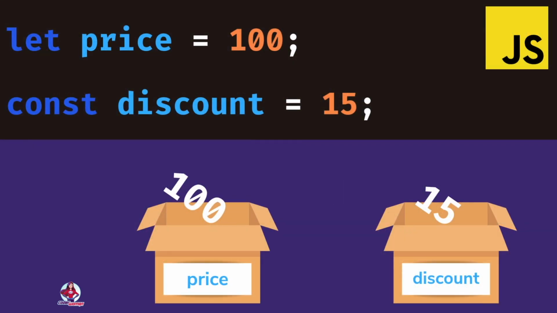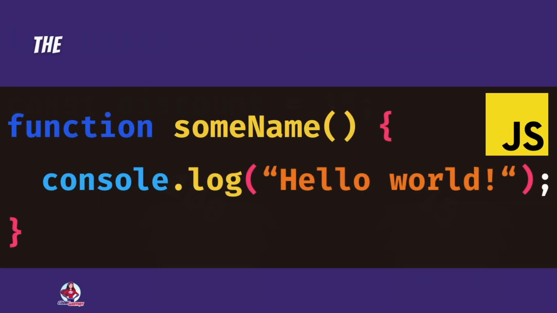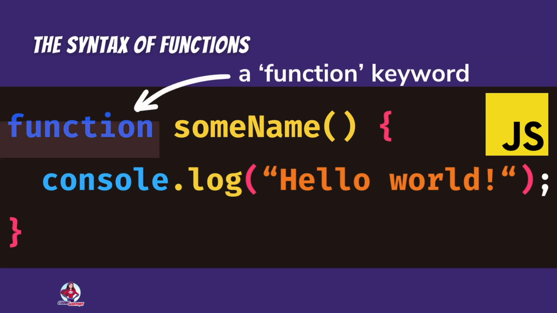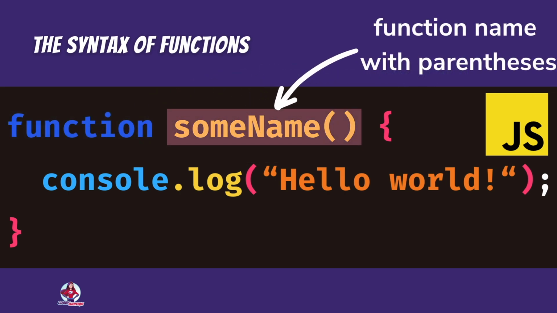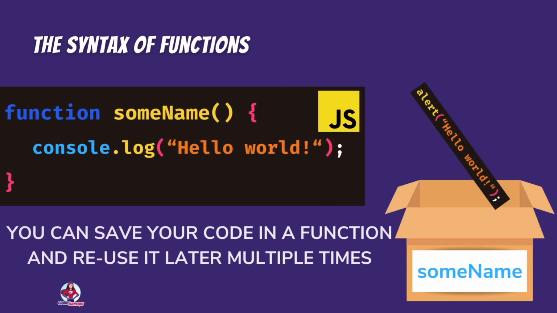Remember our lesson on variables? Variables have a keyword like let or const, followed by a name and a value assigned to it, which we store in this variable like in a box. Functions have similar components. They also start with a keyword, which is function. They also have a name. Functions are also like boxes, but we can keep entire code blocks here.